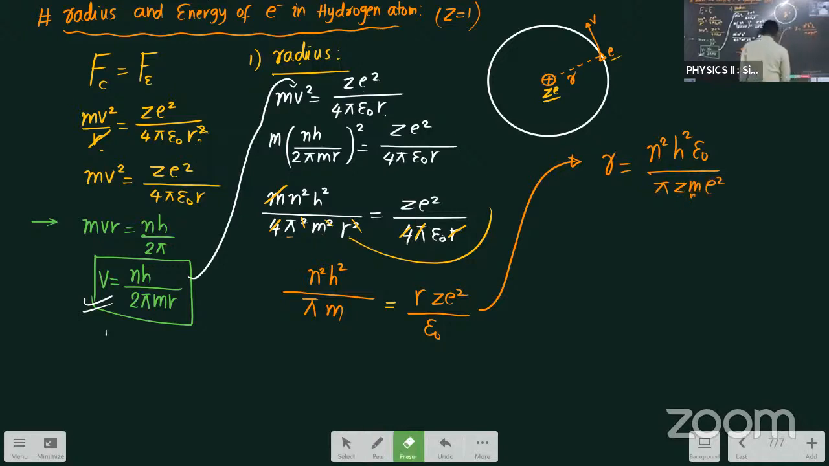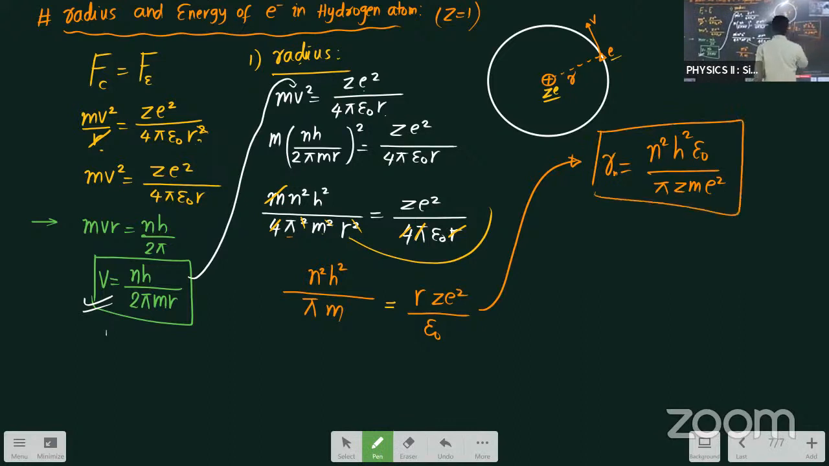You are supposed to remember this formula. What is the radius of nth Bohr orbit? You should remember the formula n square h square epsilon naught by pi Z m e square. This is the radius of the nth orbit. But we are calculating this for the hydrogen atom. For hydrogen atom, what is the value of Z? Z is equal to 1.